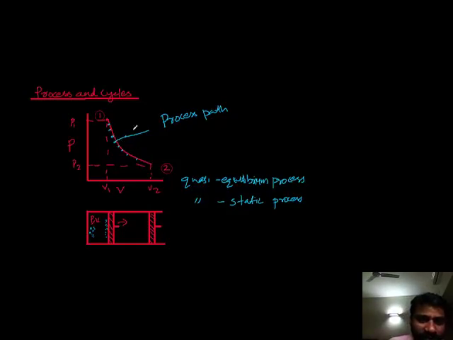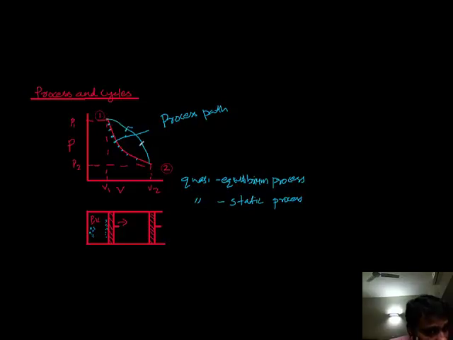Now what is a cycle? A cycle is at the end of the process. Suppose the system has come to this position. The volume has increased and it is coming back again to this position. How will I draw this? Suppose the PV relationship is in this way, so it goes back in this way.